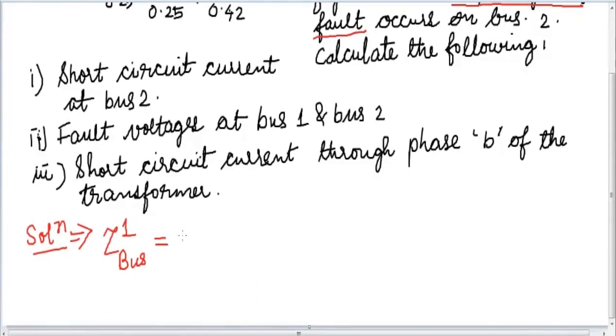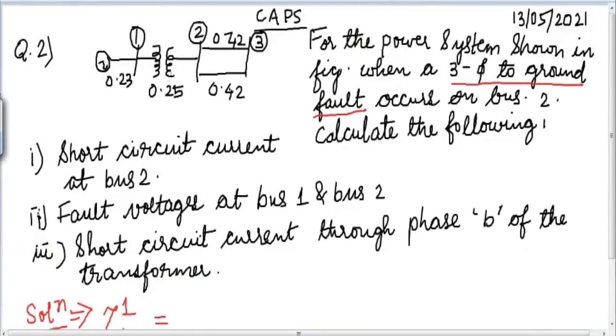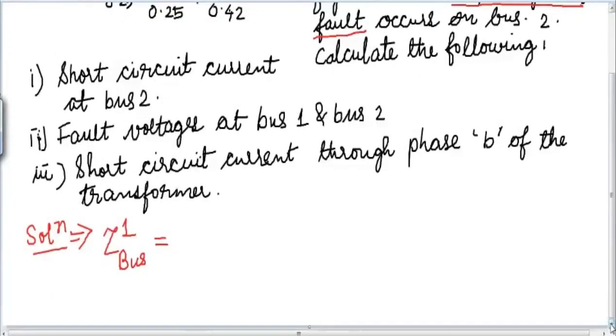So when we solve this problem, I will just draw the graph here. As you can see, in this problem we have 3 buses, right? This is bus number 1, bus number 2 and bus number 3. All the values are given. With the help of these values, we have to find the ZBus in this way: 1, 2, 3, and here also 1, 2, 3. So the ZBus that we will get will be a 3 by 3 matrix.